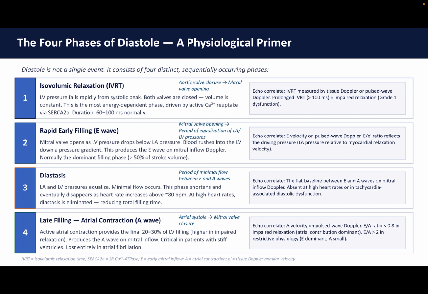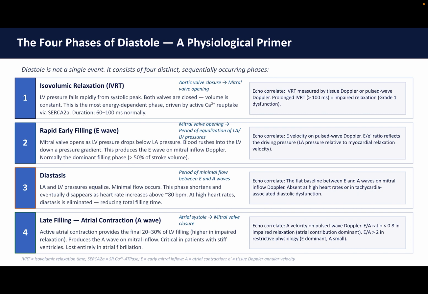Phase 3, diastasis. LA and LV pressures equalize, minimal flow. This phase disappears entirely at heart rates above 80 beats per minute. When diastasis is gone, total filling time is critically reduced, one of the core mechanisms of exercise intolerance in heart failure with preserved EF.